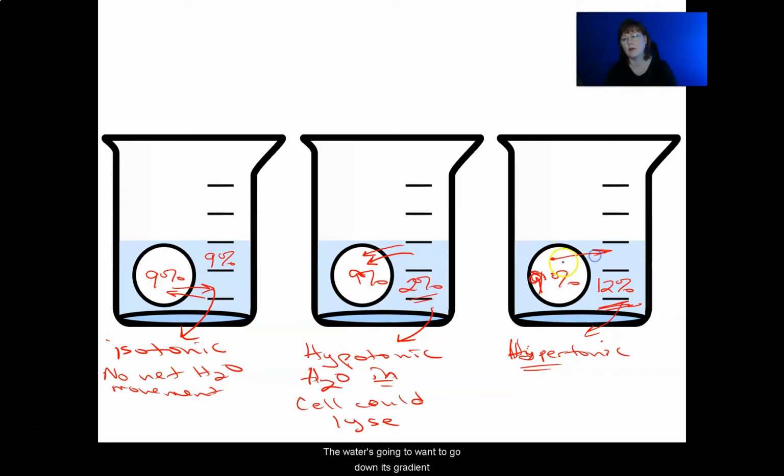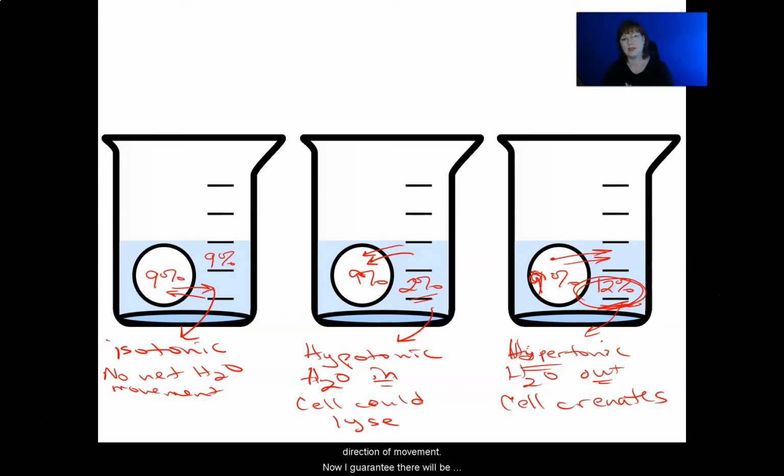So the water is going to want to go down its gradient, or out of the cell. So we're going to get water going out of the cell, and my cell is going to then shrivel up or crenate. So my cell crenates. Now, again, you could think of it as the water wants to go towards the higher number, if that helps you remember the direction of movement.